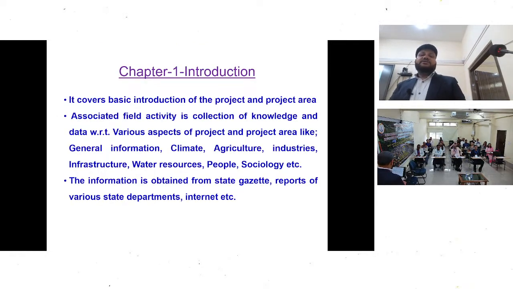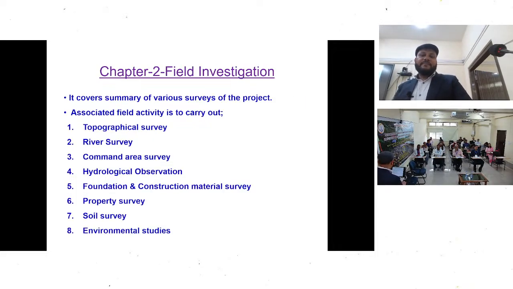Then chapter 1, it's introduction. Introduction should be brief. Project and project area, associated field activity, collection of knowledge and data, various aspects of the project like general information, climate, agriculture, industrial infrastructure, water resource, people impact, and sociology, etc. The information is obtained from the state gazette report of the various state departments or internal data.